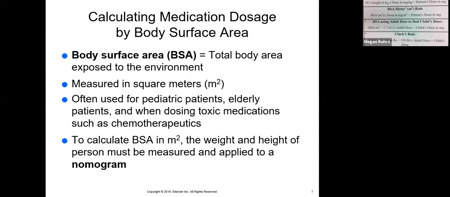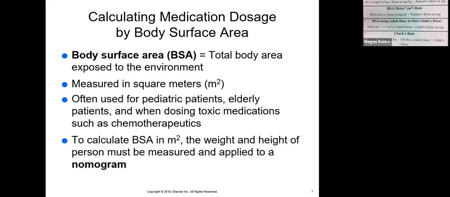So if you have a patient's height and weight, that is going to be more accurate than just their weight. So the BSA rule would be more accurate than the kilogram rule and Clark's rule in this case.